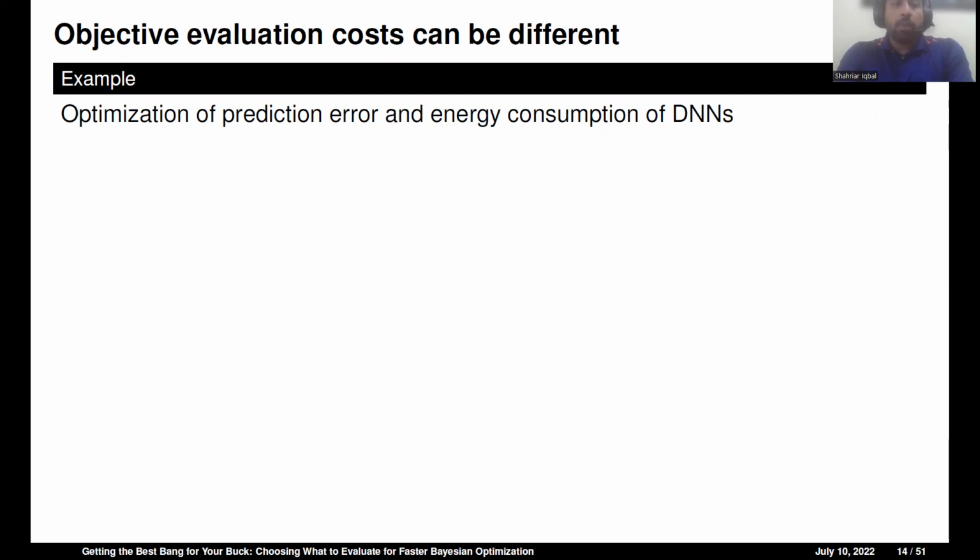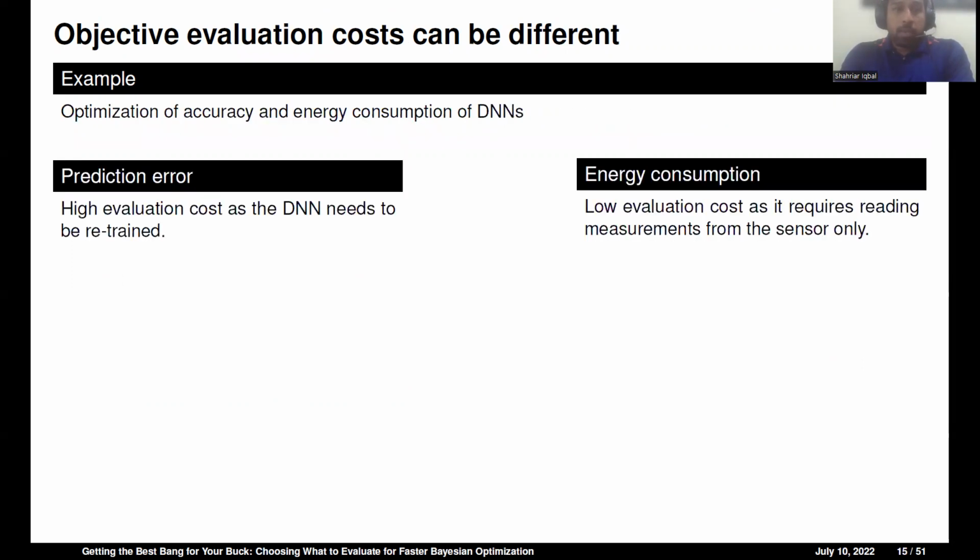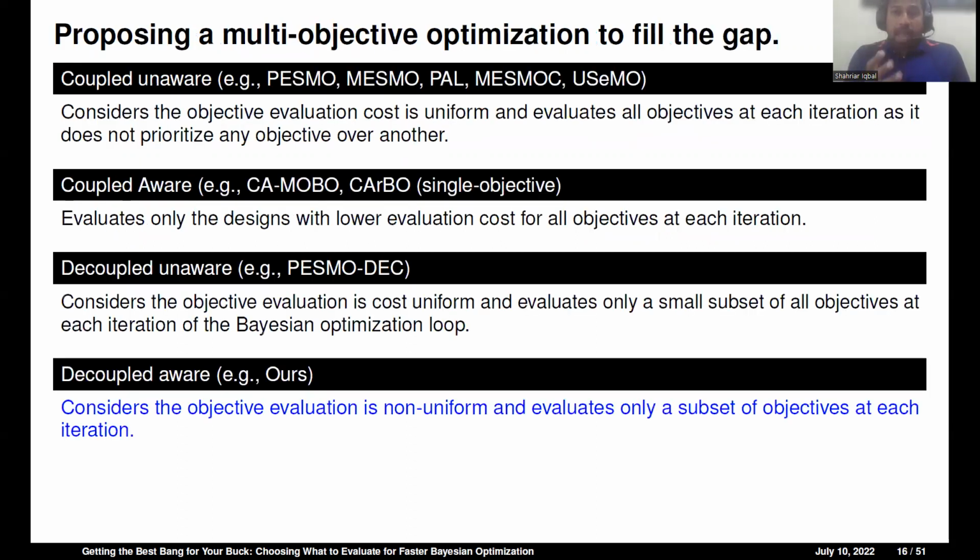For example, consider optimization of prediction error and energy consumption of a DNN. Since when measuring prediction error, the DNN needs to be retrained, there is higher evaluation cost. Whereas for measuring energy consumption, it only requires reading measurements from the sensor, so it has lower evaluation cost. Therefore, the gap can be filled by proposing a decoupled aware approach, which we take in this work.